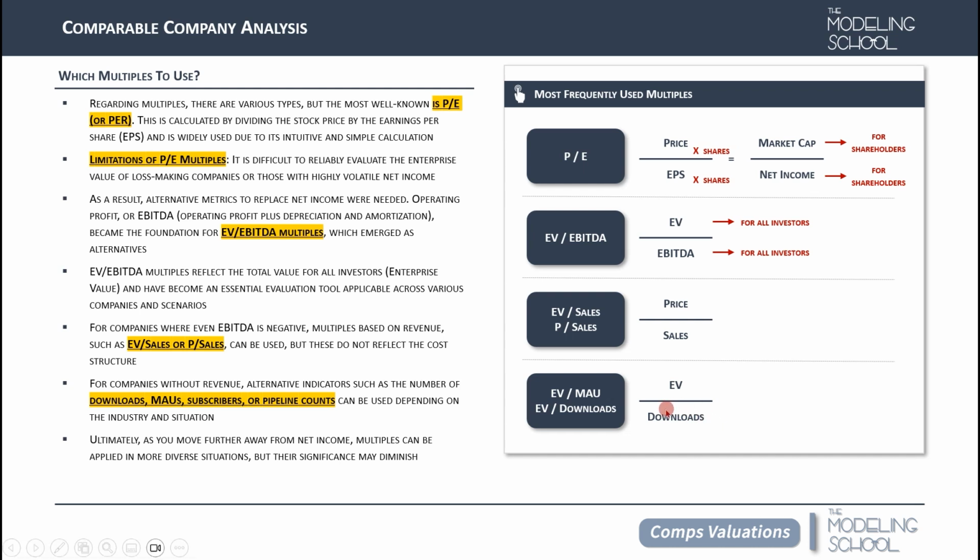For example, if you're evaluating the value of a YouTube channel, maybe we're going to be interested in metrics like the number of subscribers or the number of views per video. They can be very useful as the basis for valuation. So even when there's no revenue, we try to look for any meaningful metrics within the industry to guide the valuation process.